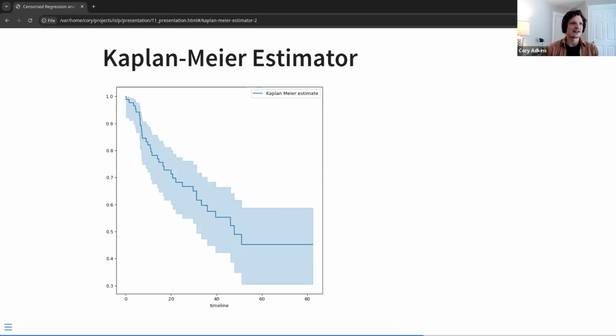And so yeah, here's one of these survival curves with some uncertainty shading. And I think these are pretty intuitive. As time goes on, your chance of having survived until just after that point goes down, which makes sense.